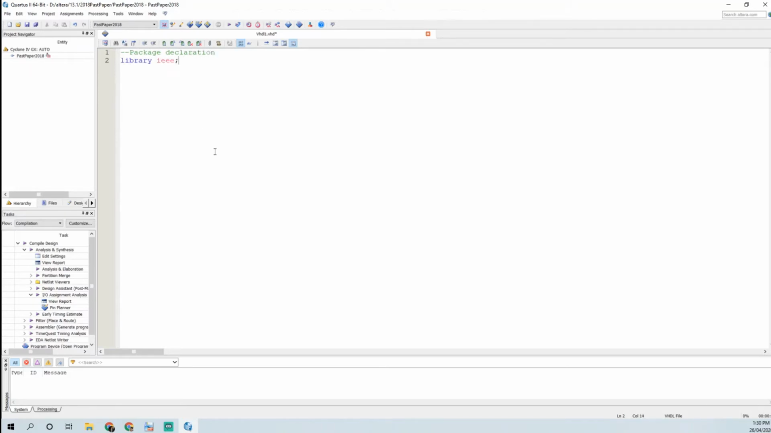Now, the question asks us to write comments, which means that to explain each block of code when you're actually writing this by hand, you're probably going to have to include comments. Include those comments using these two hyphens wherever necessary. Okay?